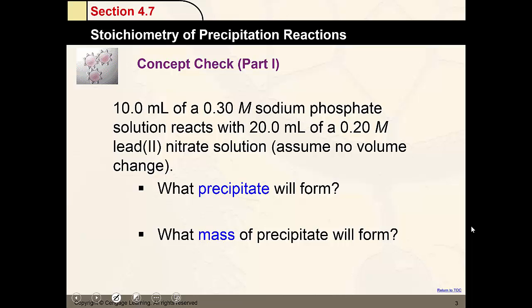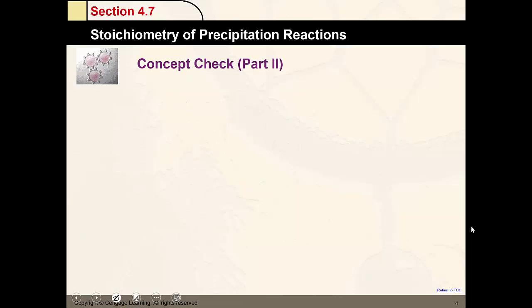And you're assuming no volume change, meaning you're starting with 10 and 20 milliliters. You're assuming they're combining, so your overall volume of solution is 30, even though you know it will slightly change as you're producing that solid precipitate. So before we do any sort of calculation, we have to determine, okay, what ions are going to be present. So we have to write a reaction.